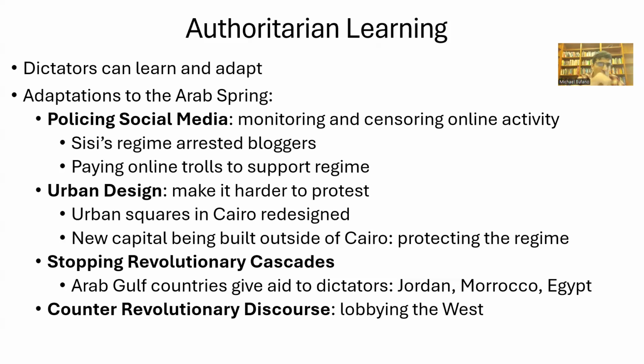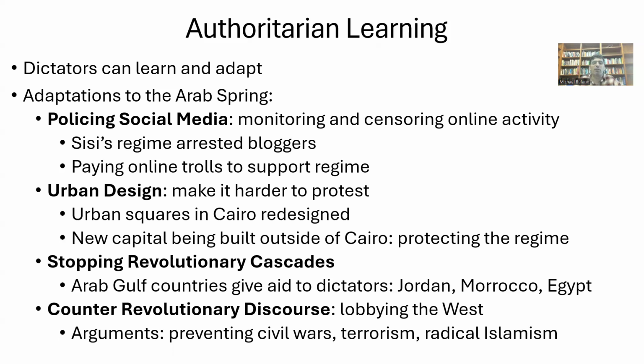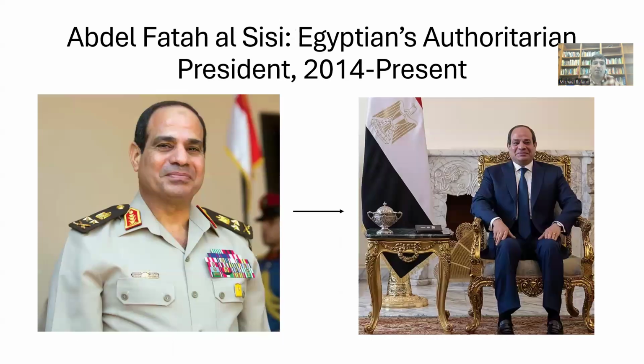Now, finally, they've also used as well this instability throughout the world and within the Middle East specifically to promote a counter-revolutionary discourse to justify all this behavior, particularly to the West and the United States specifically, making the argument that, hey, if we get instability in the region, oil prices are going to rise, it's going to make the world less safe, and more migrants are going to travel to Europe. So thus, we've seen this counter-revolutionary discourse. And so these arguments are meant to prevent civil wars, terrorism, and radical Islamism, but it's used then as an excuse to crack down on the opposition.